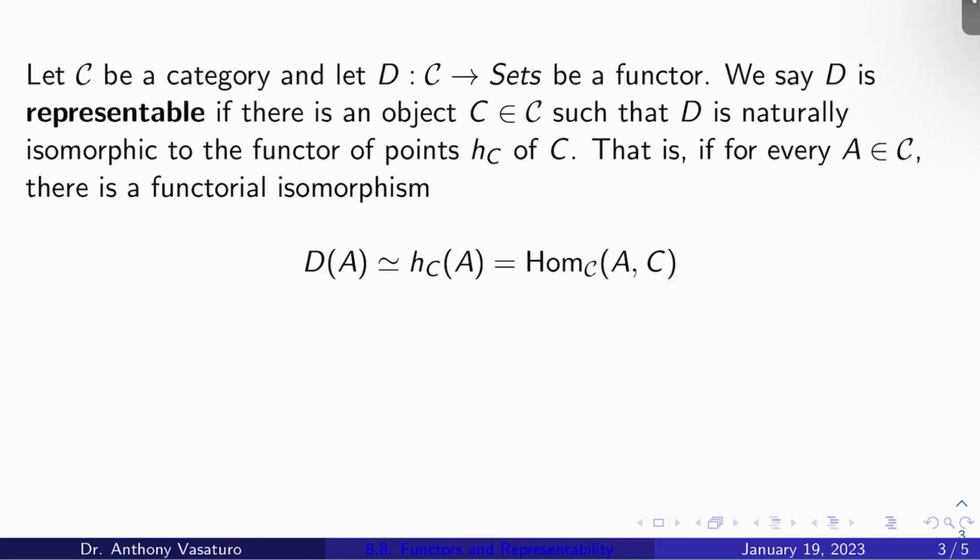Okay, so what you should think about is that D(A) is just the A-points of C, essentially, because maps from A to C can be thought of as points of C that are A-valued somehow. This is a common viewpoint in algebraic geometry.